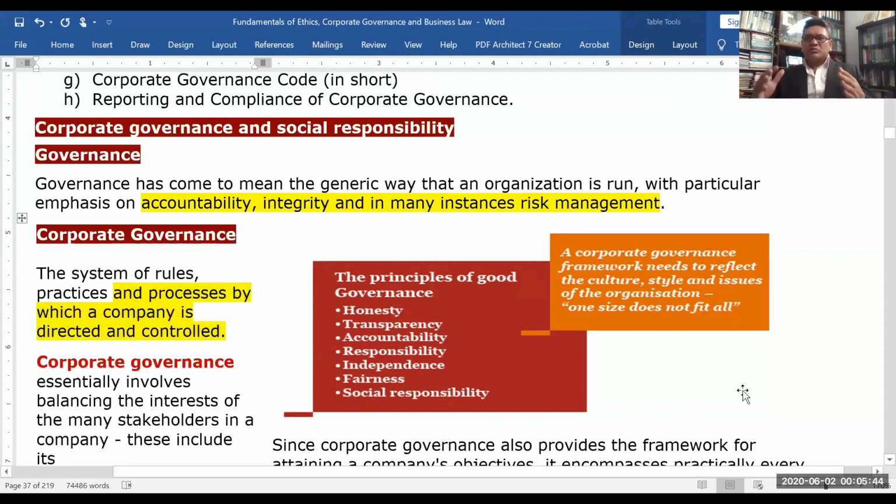If we look at the right side, the principles of good governance are honesty, transparency, accountability, responsibility, independence, fairness, and social responsibility. The corporate governance framework needs to reflect the culture, style, and issues of the organization. One size does not fit all.